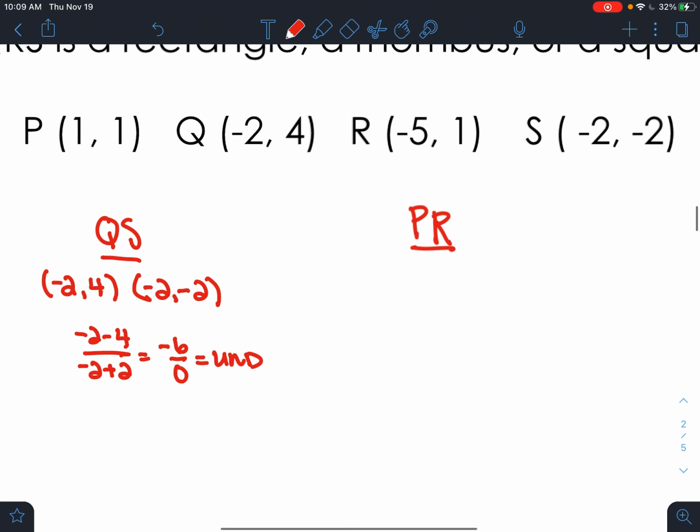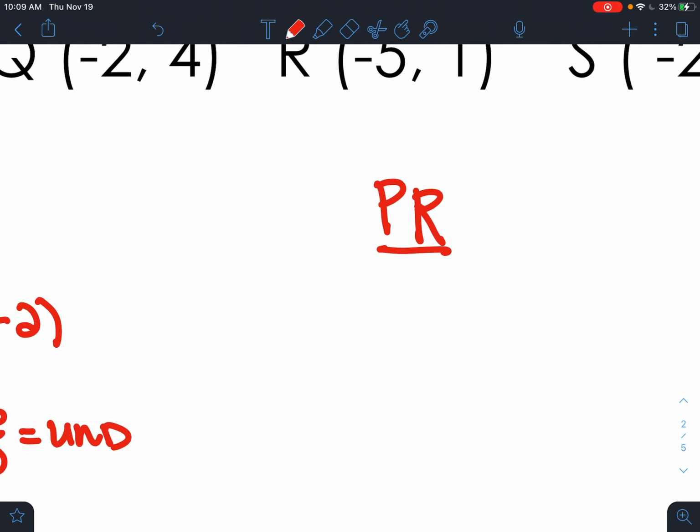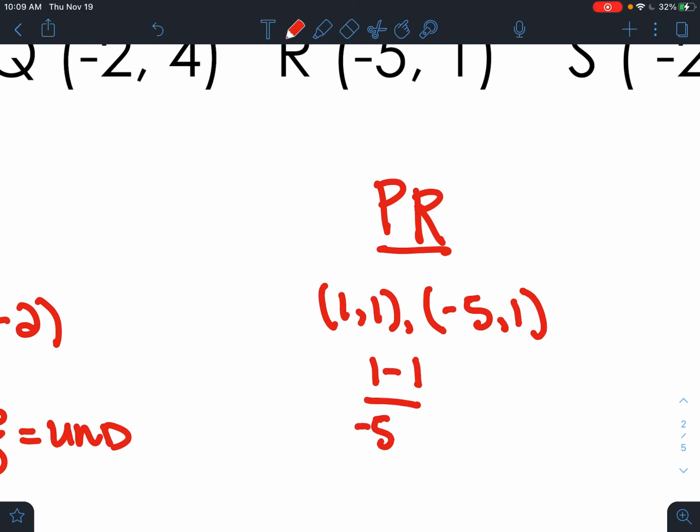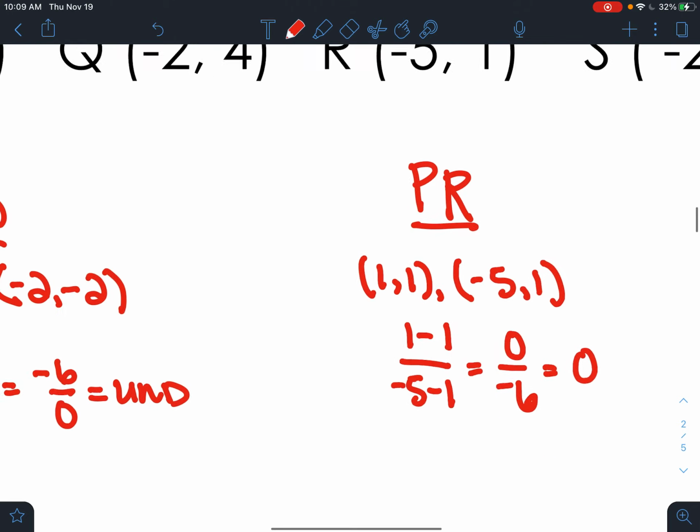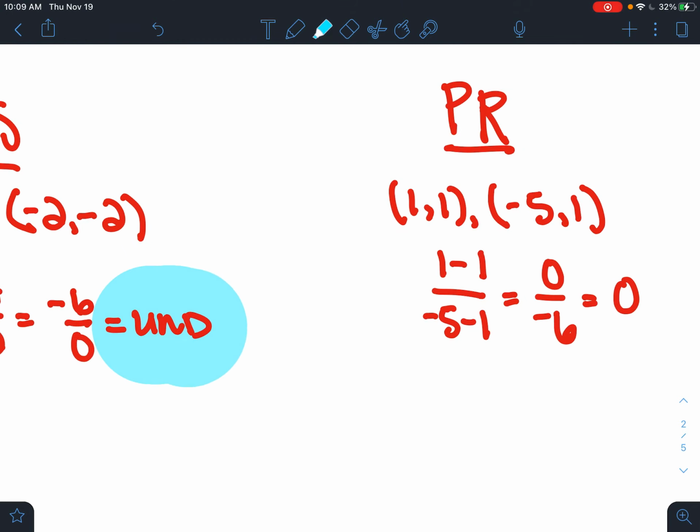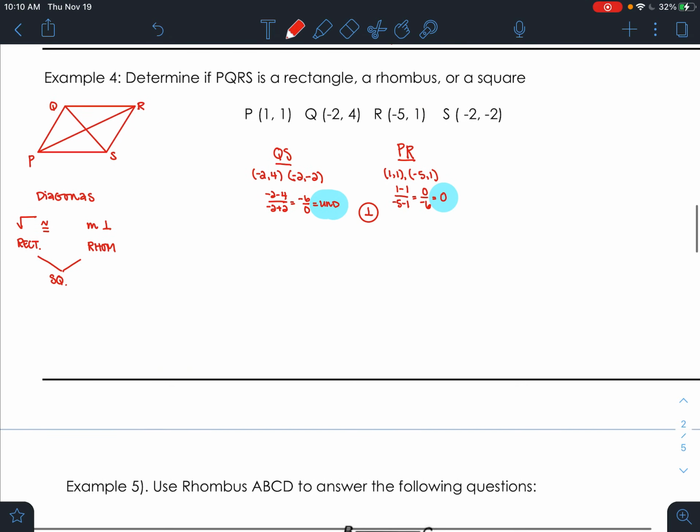And so now I'm going to find the slope of PR. So I have 1, 1, and then -5, 1. And so again, I'm going to find the slope. So I'm going to do 1 minus 1 all over -5 minus 1, which gives me 0 over -6, which gives me a 0. So if I look at the slopes of these lines, I notice that they're perpendicular, which means that my figure is either going to be a rhombus or it's going to be a square.